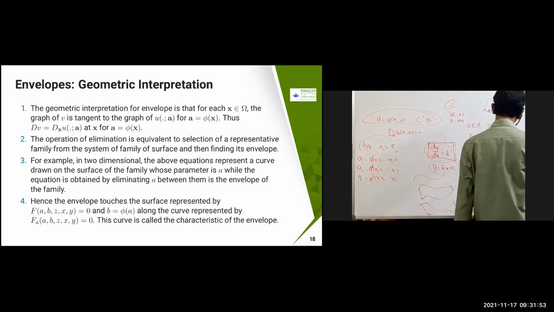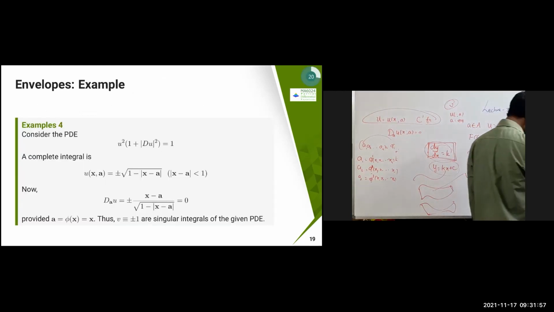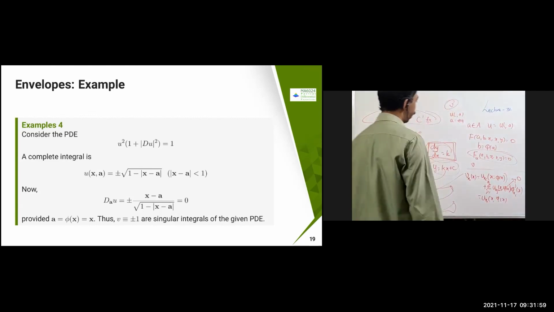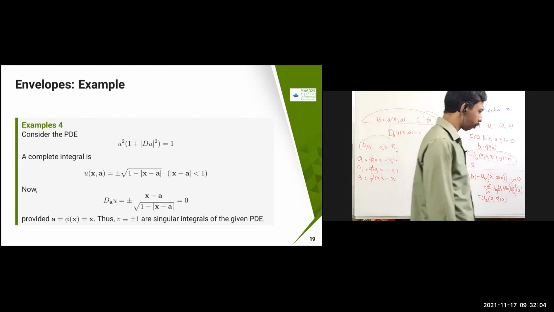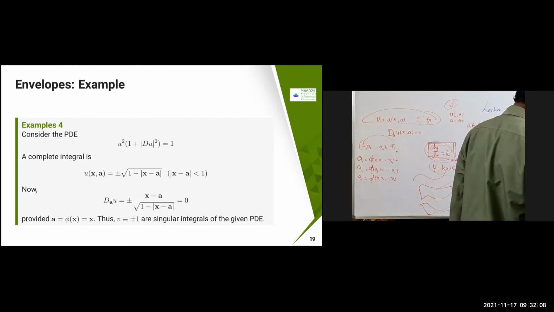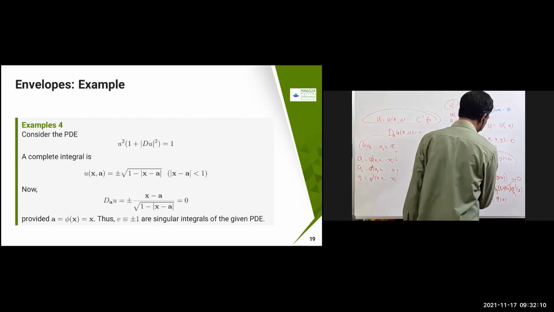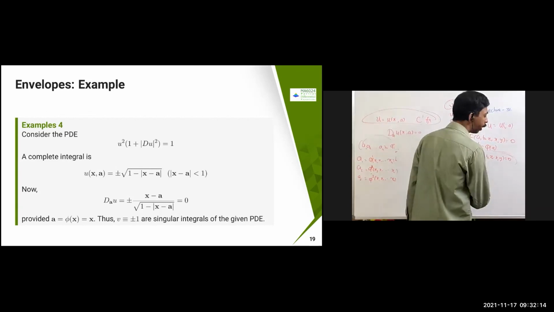Or this curve is called the characteristic of the envelope, from which I'm going to find the envelope for the problem. Okay, let us see one problem. How to calculate the singular integral or the envelope for the problem.